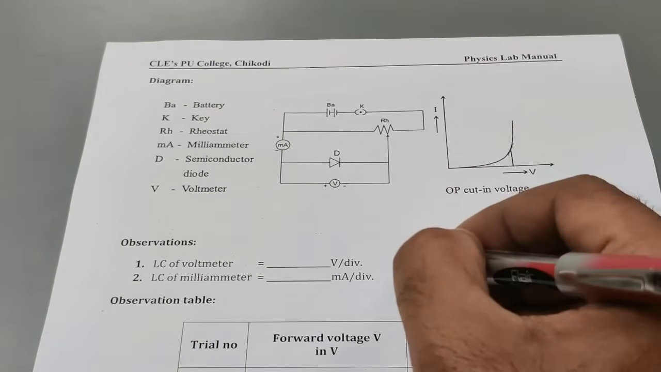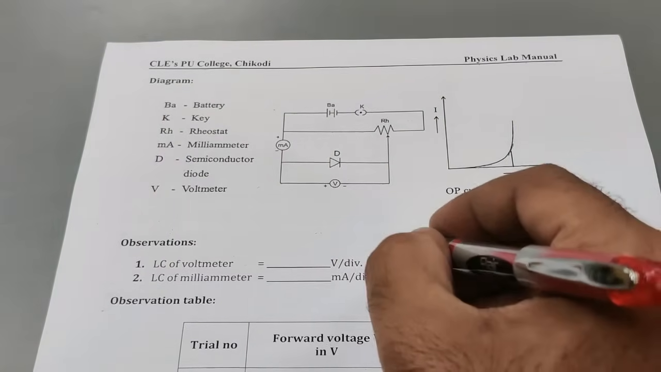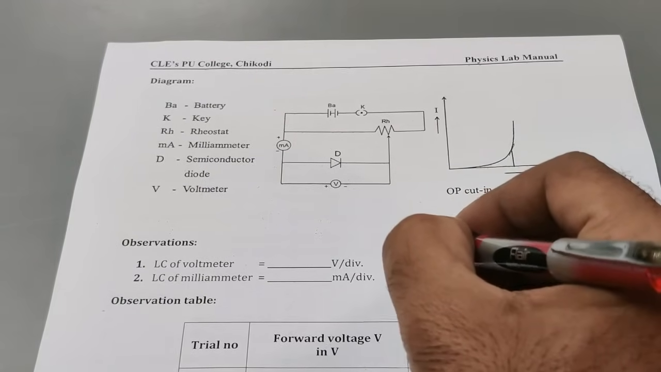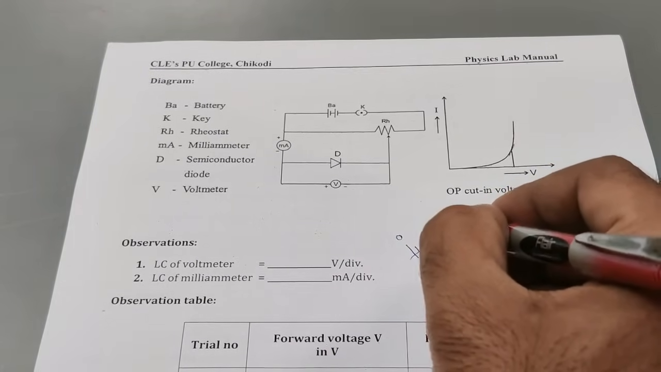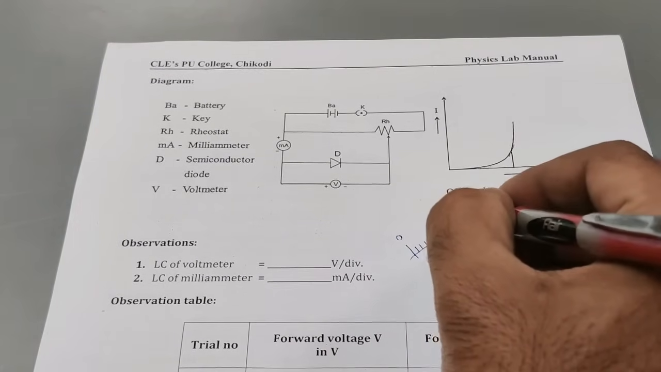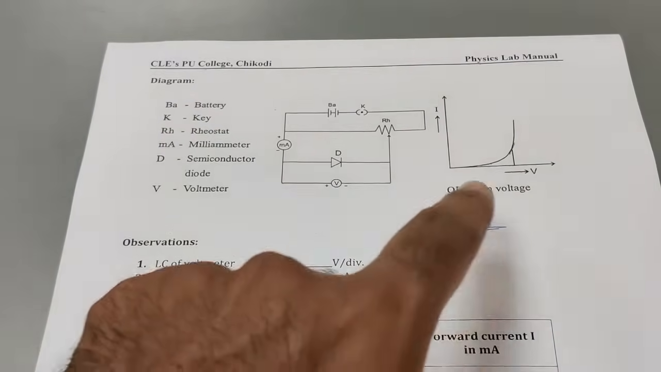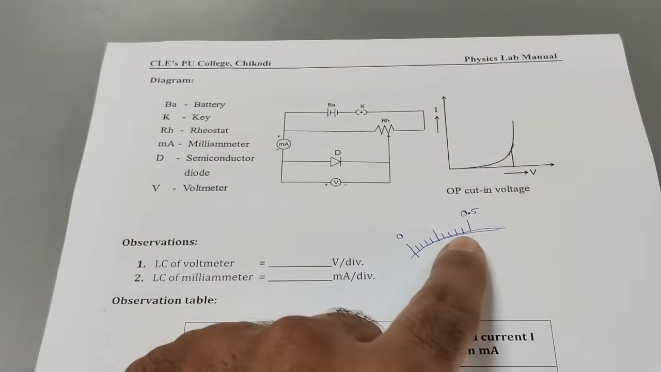Okay, let me first draw it. Suppose we have a voltmeter like this. So what is inside the voltmeter? This is 0. Here we have 0, 1, 2, 3, 4, 5, 6, 7, 8, 9, 10. Here we have 0.5. This is 0, this is 0.5. How many lines are there in between 0 and 0.5? There are totally 10 lines.